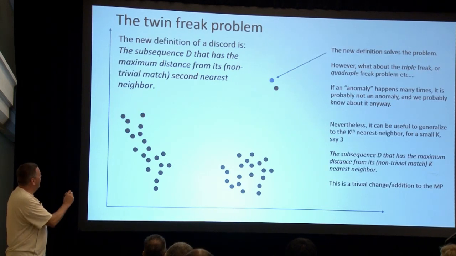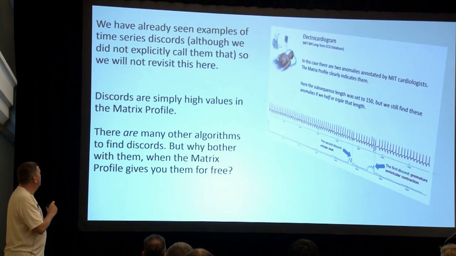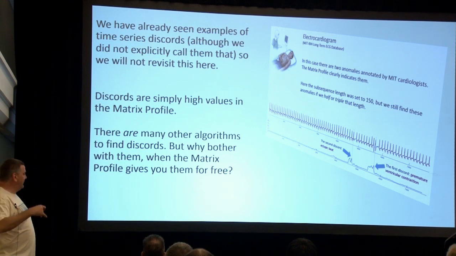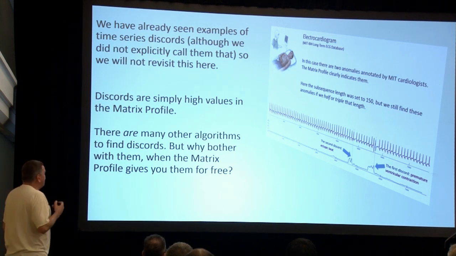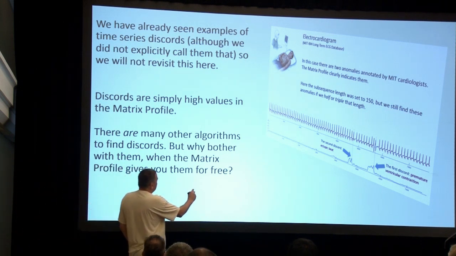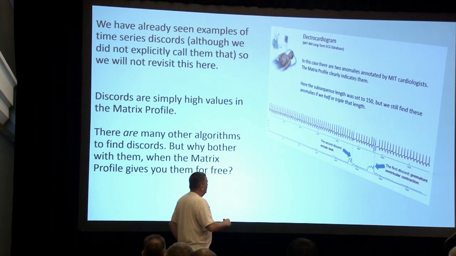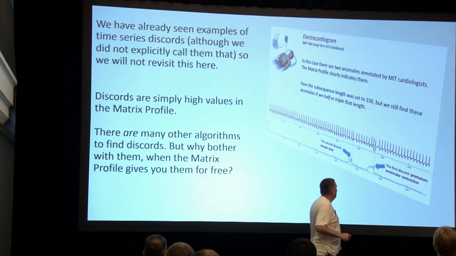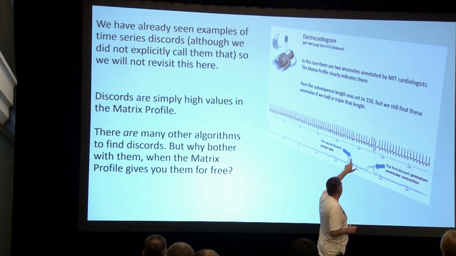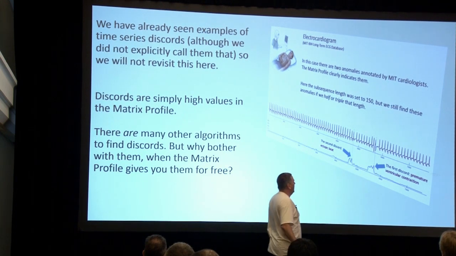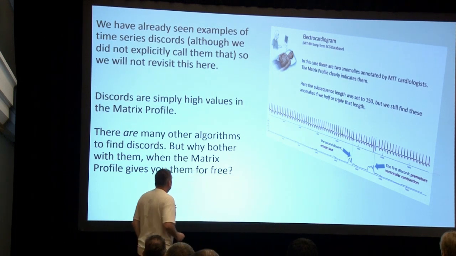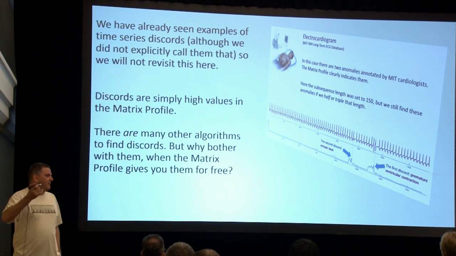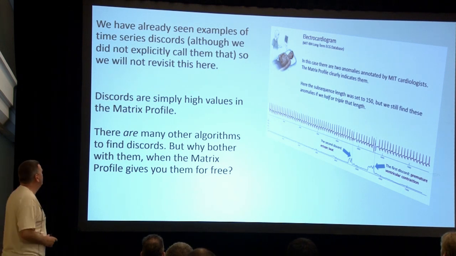So the new definition, we're back to the anomaly. I'm not going to show too many examples of this because you've already seen examples earlier on, just kind of implicitly, not explicitly. When I showed you this time series and this matrix profile, the highest value is exactly the definition of the time series discord. And the second highest non-trivial value is the second highest discord in the data set. So discords are very strong anomaly detectors, and you have them for free with this profile. Nothing you have to do.